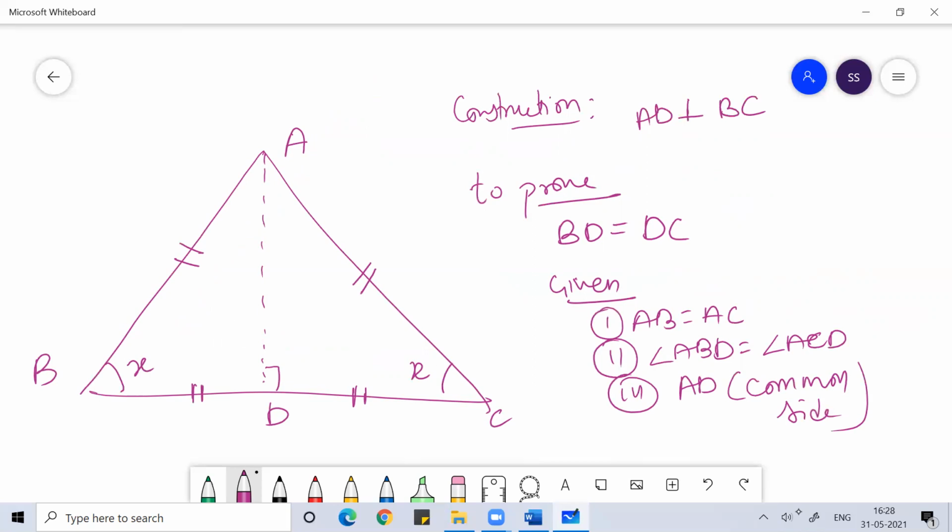What I'm trying to prove is this theorem: in the case of an isosceles triangle, or an equilateral triangle, if you draw an altitude or height on the base, it will always bisect the base. So you see this side is common, this is 90 degrees, and this side is equal. This is given.